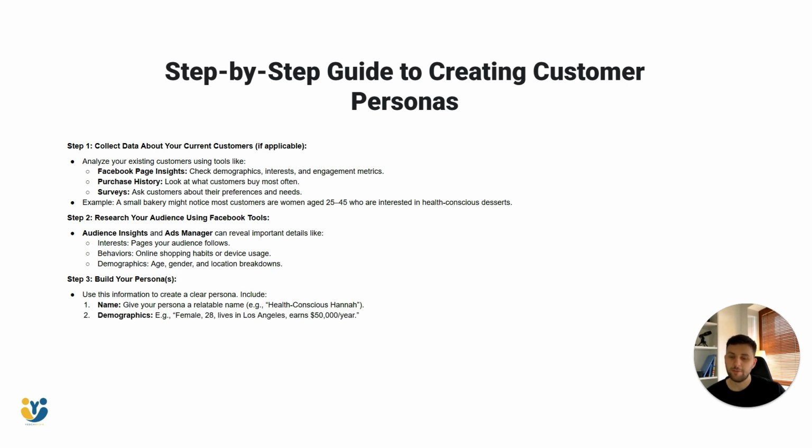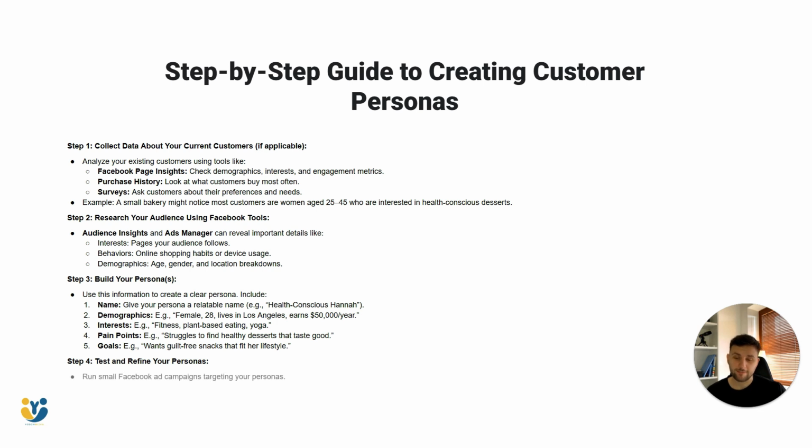Demographics, female, 28, lives in Los Angeles, earns $50,000 a year. Interests, fitness, plant based eating, yoga. Pain points, struggles to find healthy desserts that taste good. Goals, wants guilt free snacks that fit their lifestyle. And then, test and refine your personas.